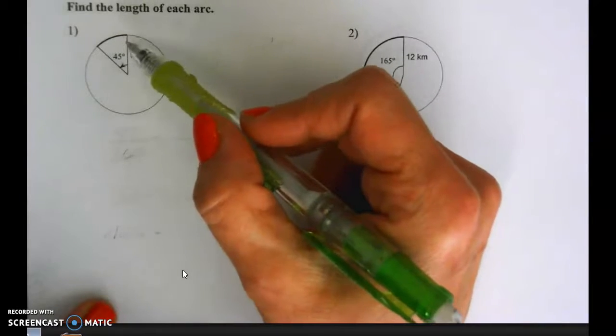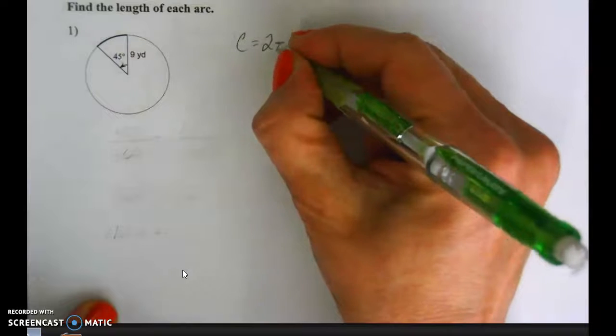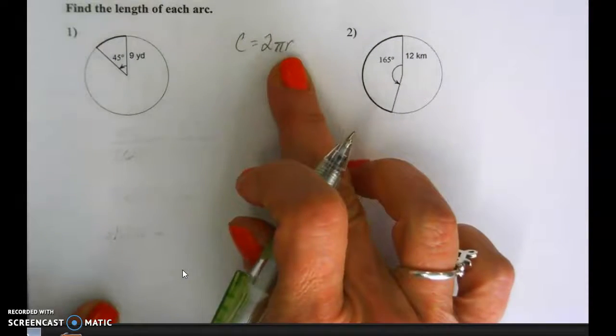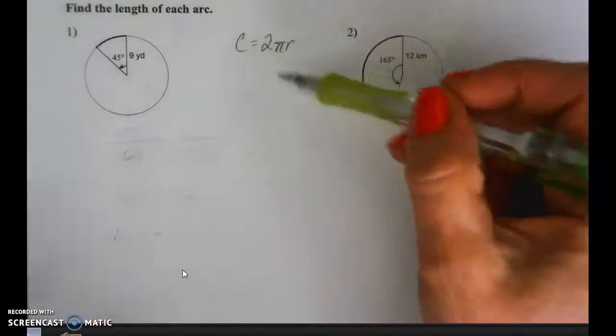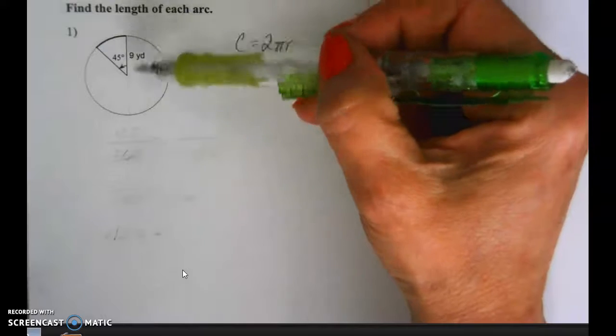Remember, it's part of the circumference. So a circumference of a circle is 2 times pi times the radius. Of course, 2 times the radius is the diameter. If they just give you the diameter, you could do the diameter times pi. But notice they gave me the radius here of 9 yards.